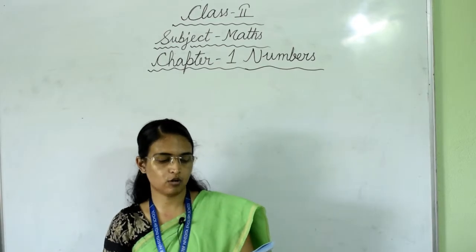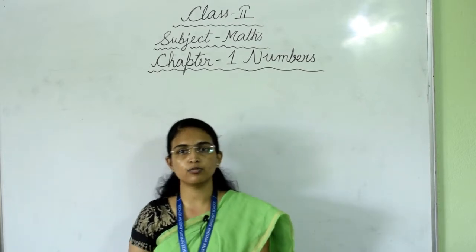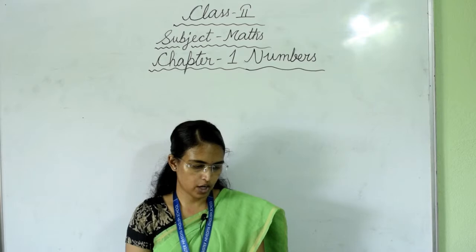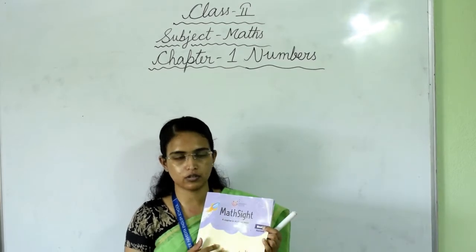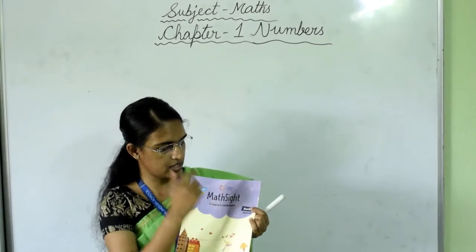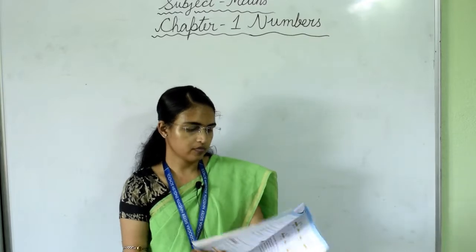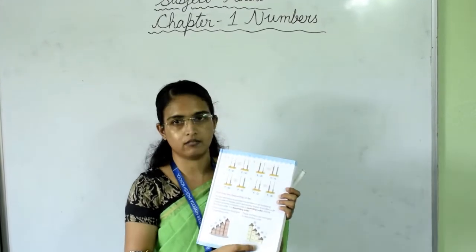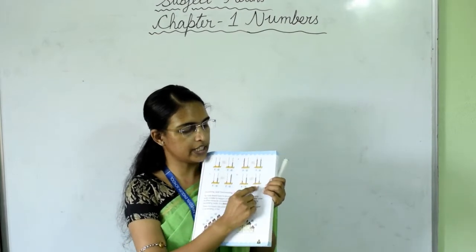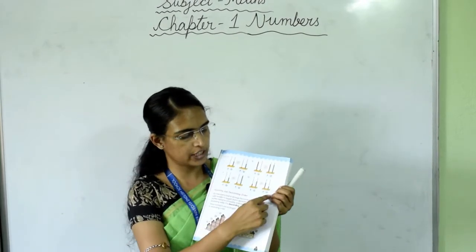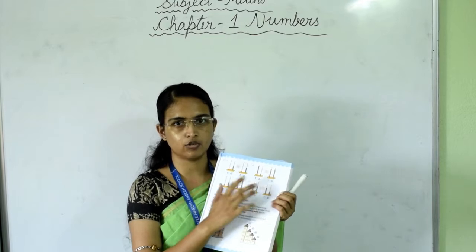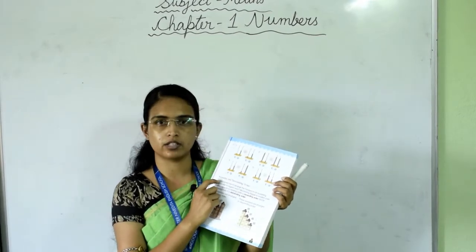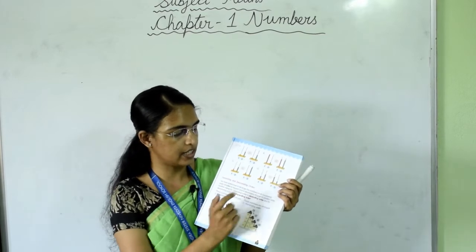Hello kids, today we will continue with our chapter 1, right? So for this, take out your math book. This is math site. Now come to page number 7. We have already done up to this in our previous video. I think you have also done your homework. Now today we will start from this ascending and descending order.